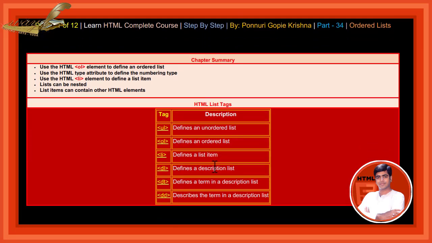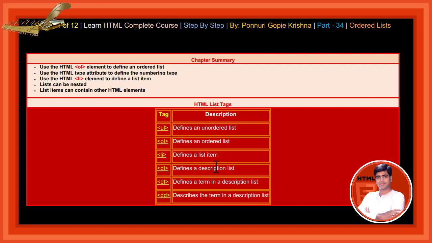Chapter summary. Use the HTML OL element to define an ordered list. Use the HTML type attribute to define the numbering type. Use the HTML LI element to define a list item. Lists can be nested. List items can contain other HTML elements.